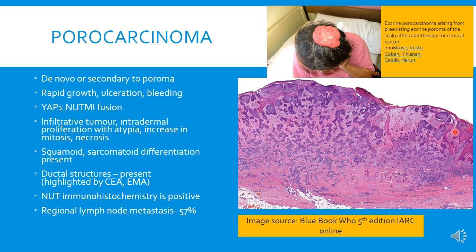Histopathologically, as it is a carcinoma, it is poorly circumscribed, infiltrating, and you see nests of blue basaloid cells which are highly infiltrating. There is intradermal proliferation with atypia, increase in mitosis and necrosis. There may be squamoid, sarcomatoid differentiation also. Ductal structures are subtly entrapped in between, which are highlighted by CEA and EMA if there is any confusion as to whether it is a tumor of poroid origin. Porocarcinoma, like eccrine poroma, is not immunohistochemistry positive. The regional lymph node metastasis is 57% in porocarcinoma.